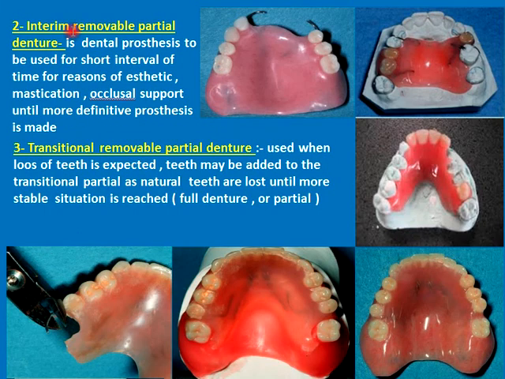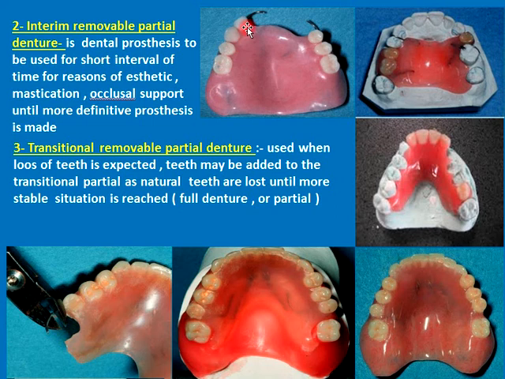The second type is the interim removable partial denture. This partial denture is used for a short period of time, as opposed to the temporary one, which is for a period of time. The reason we do this is that we need to help in mastication. As you see here, a lot of teeth are extracted. The patient is in need of mastication.